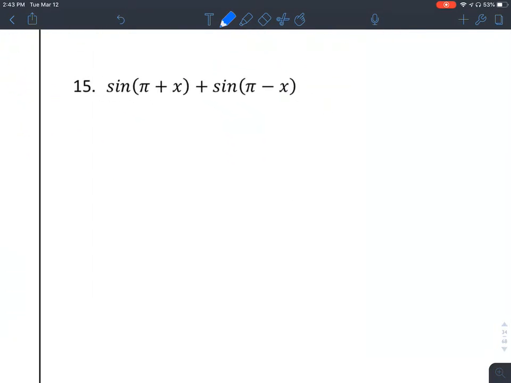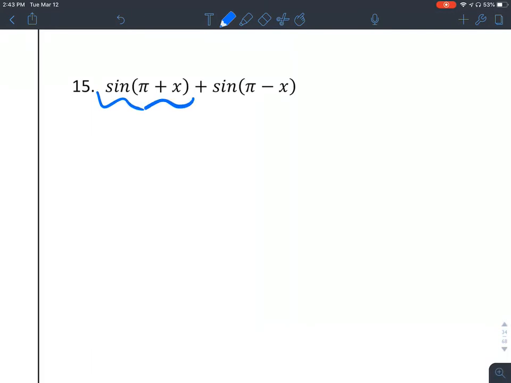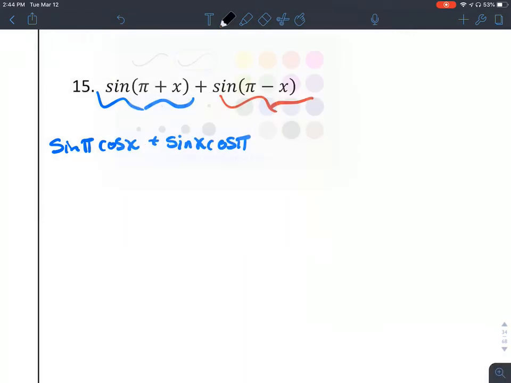Last one. Look at this little fella. What do you think he's doing? This is the sum identity for sine. This is the difference identity for sine. So the first one's going to be sine of pi times cosine of x plus sine of x times cosine of pi. I'll color code this for your viewing pleasure. The second one is going to be sine of pi times cosine of x minus sine of x times cosine of pi.